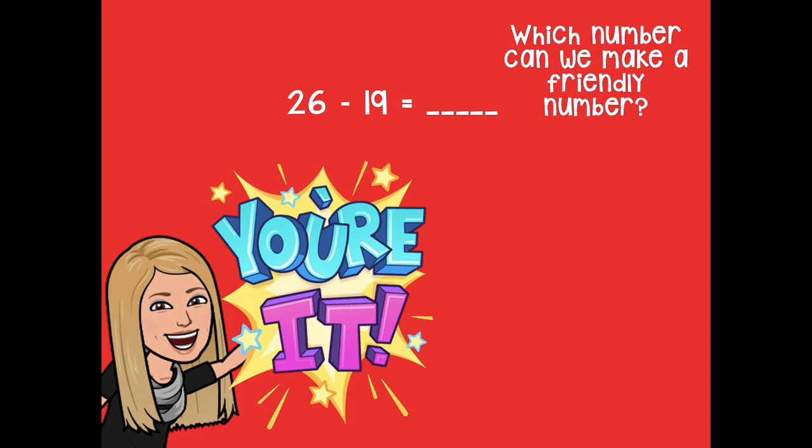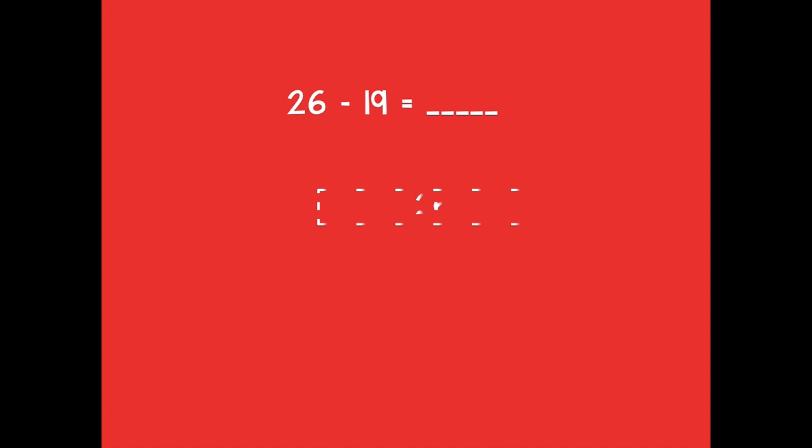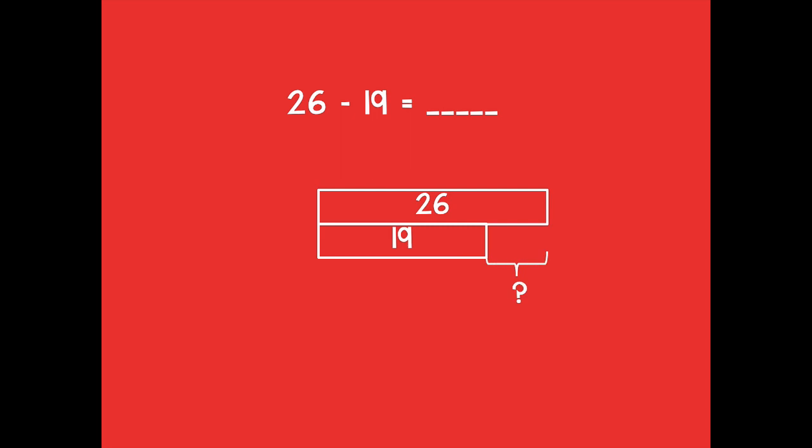All right, friends. Let's take a look. So again, which number can I make a friendly number? Well, I think 19 is the one to make the friendly number because it's only 1 away from 20. So because of that, I'm going to look at 26 and I'm going to model my 19 here. And I have my difference right there that I'm trying to solve for, but I'm going to add 1 to each one of those numbers.